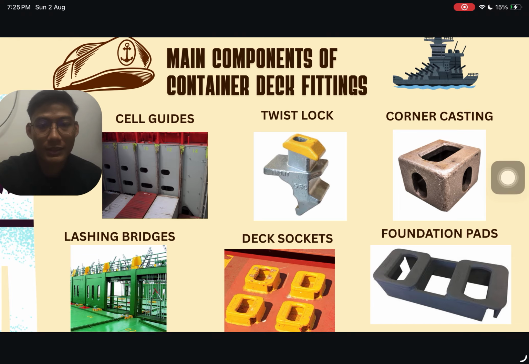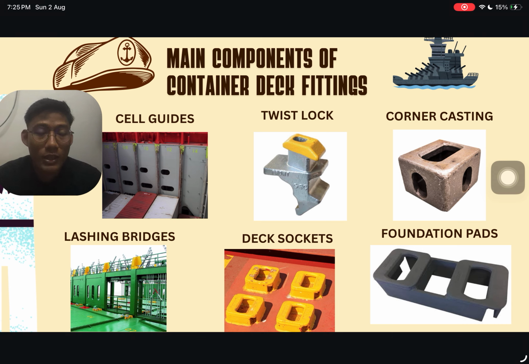So these are the main components of container deck fittings. First we have sail guides. As we can see in this picture, sail guides are located inside the cargo hold. The main function is to guide the containers into the correct position during loading and keep them properly aligned during the voyage.